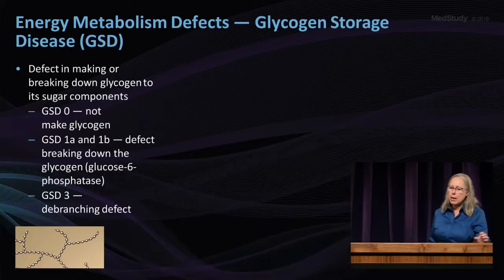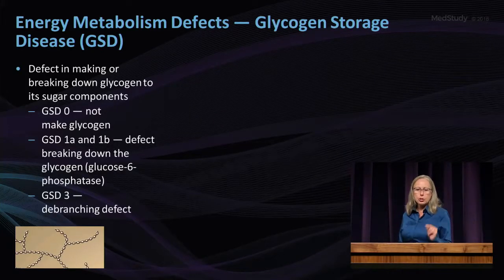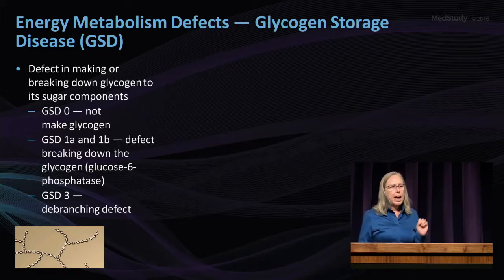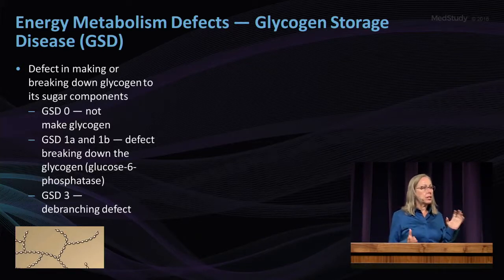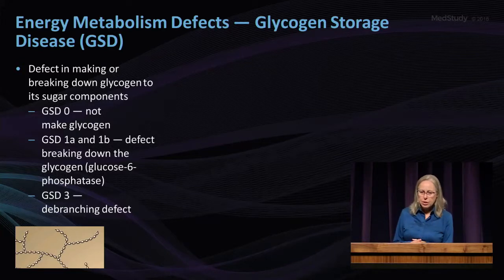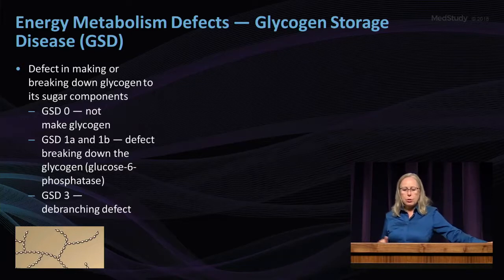This is a defect in making or breaking down glycogen and its sugar components. GSD 0, actually you can't even make the glycogen, so you won't get a big liver. But you can't even store anything to go get from the store to make your glucose. GSD 1A and 1B, the defect is in breaking down glycogen due to glucose-6-phosphatase deficiency, and GSD 3 is a debranching enzyme. So here's your glycogen for the debranching. You get down to a certain amount, and you have to take this stub and put it on the end of another one so you can eat away at the glucose that way.